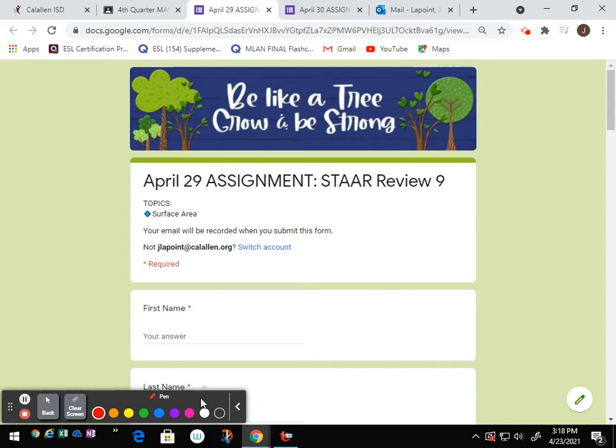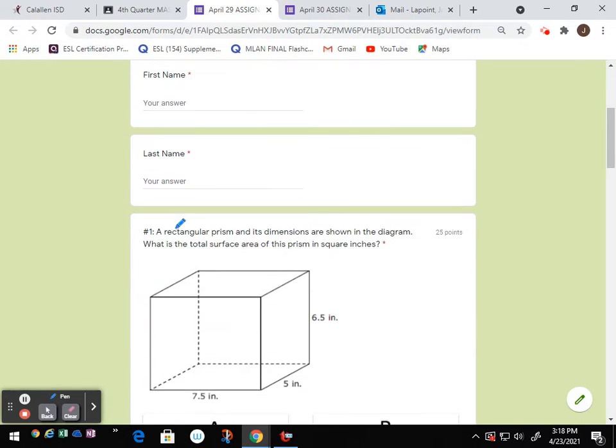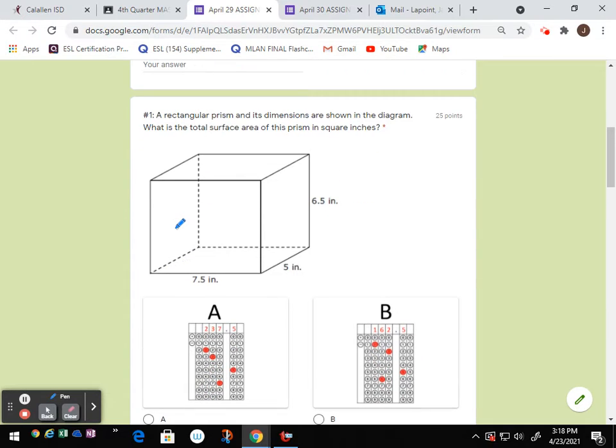This video is going to be going over the April 29th assignment, which is our STAAR review day 9. All right, and this assignment is going over surface area. So let's start off with question number 1. Number 1 says, a rectangular prism and its dimensions are shown in the diagram. What is the total surface area of the prism in square inches?